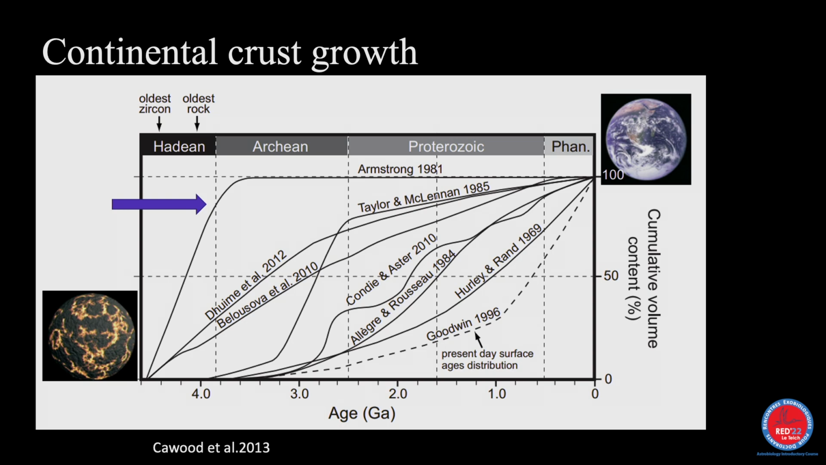In turn, in the Goodwin model, almost nothing was extracted during Hadean time and also Archean time. Everything is much younger, so maybe Proterozoic or even younger age. And somewhere in between, we have the Bielosova et al. model. The model predicts that at the very end of Archean time, more or less 60 to 70% of the crust volume was extracted.